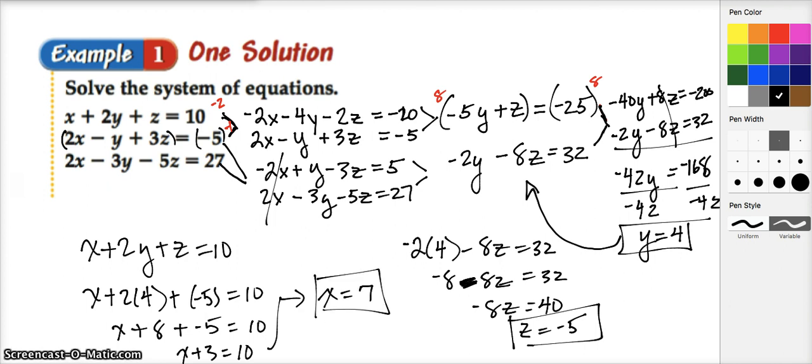So my answer, which I would write as an ordered pair or an ordered triple, would be written in xyz form, and therefore my answer is going to be 7, 4, negative 5.